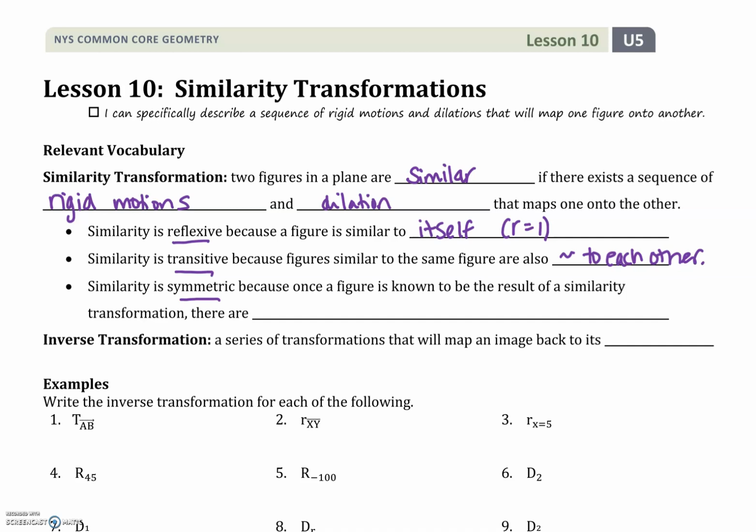Okay, and then it's symmetric because if you know one figure is similar to a second, then you could say that it works backwards too. So if you can map an image to a pre-image, then you can go backwards and take that pre-image back to its image as well. So we say that there are inverse transformations to map it back.